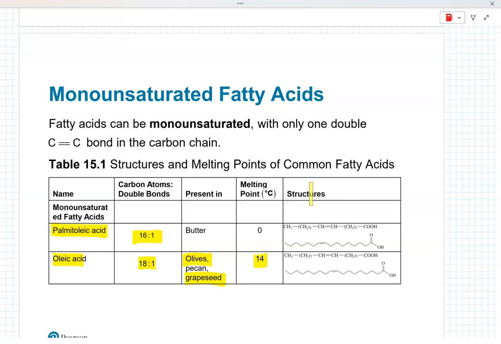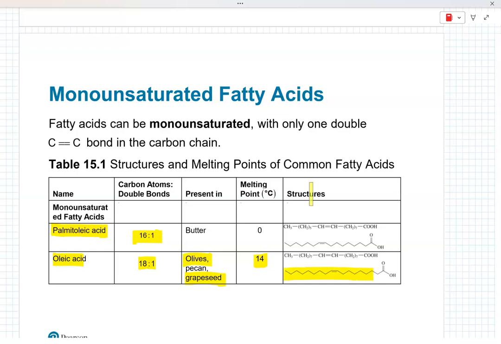What is the typical room temperature? 25, yeah. So is oleic acid liquid at room temperature? Yes, it is. That's your grapeseed oil or olive oil. That makes sense? And if you put it in the fridge, what's going to happen to it? Fridge, not freezer. It's going to become solid, right? Because the fridge temperature is about 4 degrees Celsius, which is lower than 14. So you're going to get solid.